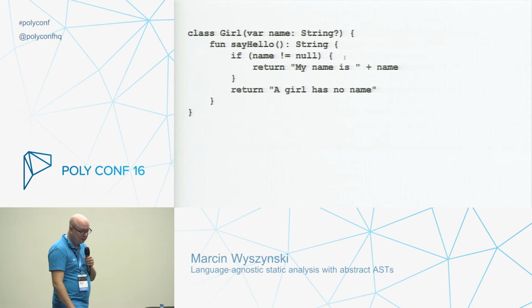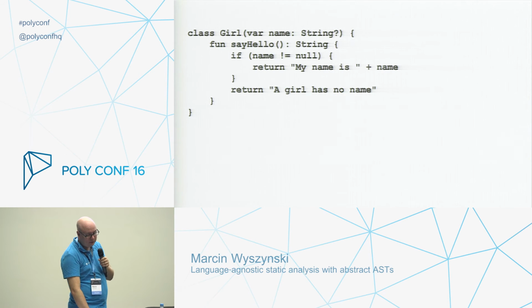Again, it's a class. Catalan has implicit constructors, so things that you pass to a primary constructor will automatically become variables in this class, or if you pass a variable, you can also pass a constant. And there's a function that pretty much does the same thing. It checks if a name is null. If it is not null, the girl will introduce herself, otherwise she will go all Arya Stark on us.